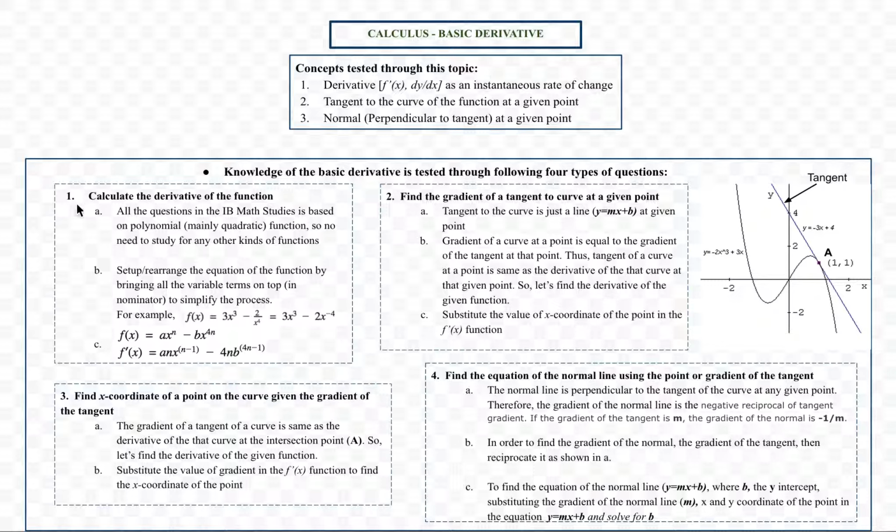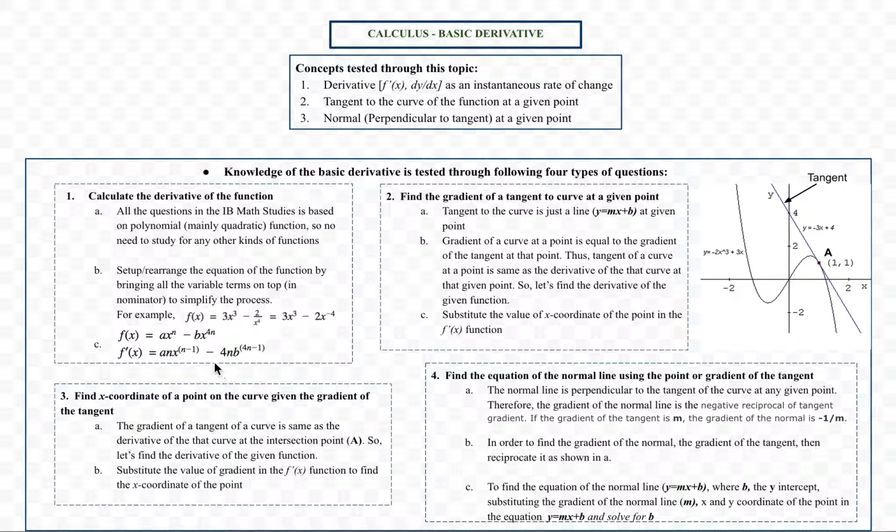If we look at number 1b, we've been given a function, 3x cubed minus 2 all over x to the power 4. In order for us to find the derivative of this function easily, we need to change the way this function is written into 3x cubed minus 2x to the power minus 4. We know that 2 all over x to the power 4 is the same as 2x to the power minus 4. So once we have our function in this format, we can easily apply the formula at C to find the derivative of the function.